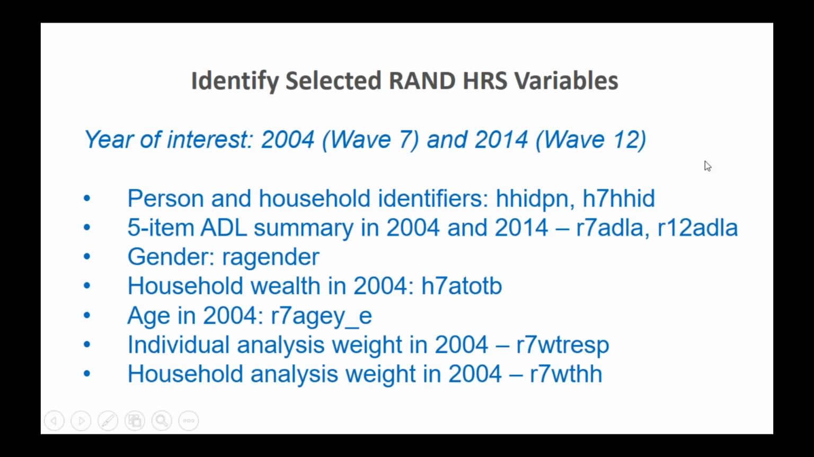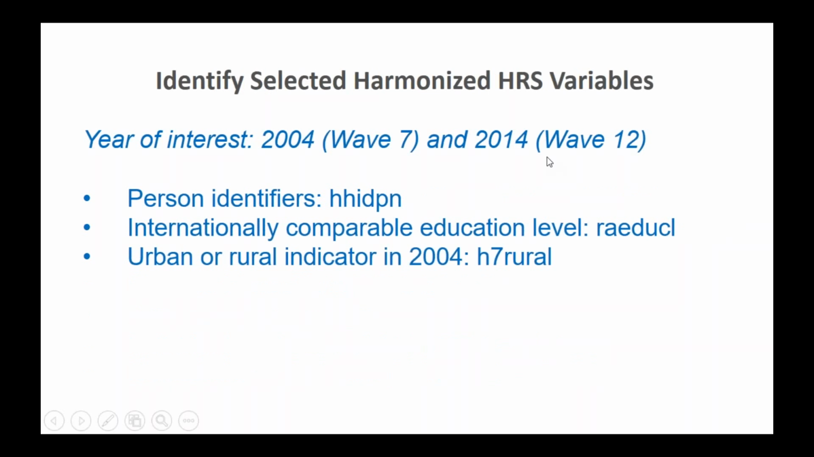That's R7WTH. And then we're going to use some variables from the Harmonized HRS. So as I mentioned, the Harmonized HRS is kind of an addendum to the RAND HRS containing other variables that might be of interest. So in this case, there's a couple of the variables that we need that aren't in the RAND HRS. And in particular, those are an internationally comparable education variable that's named RADUCL.